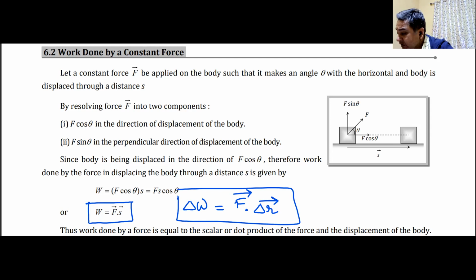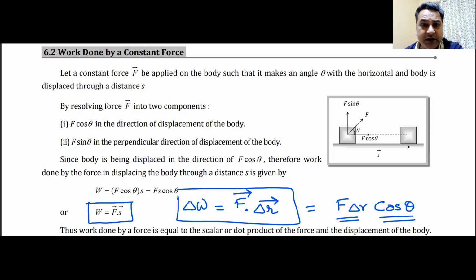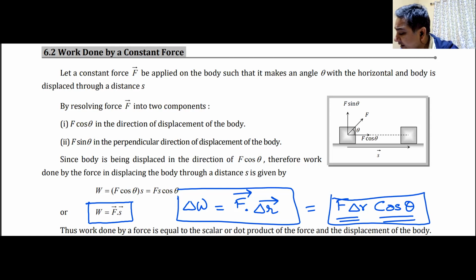Okay. Now, this F dot delta R, we have also seen can be written as magnitude of F into magnitude of delta R multiplied by cos theta, where theta is the angle between force and displacement. So work done is positive or negative. It depends on the value of theta. If theta is acute, work done is positive. If theta is obtuse, work done is negative. And if theta is 90 degrees, work done is 0. We have seen that.